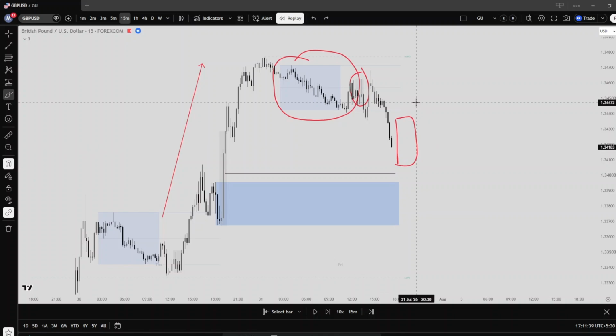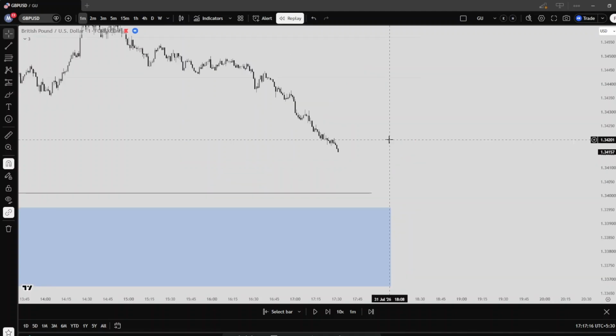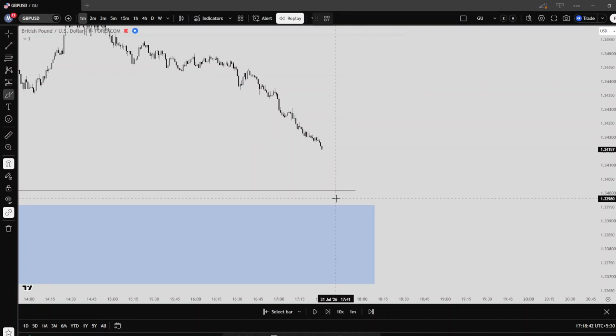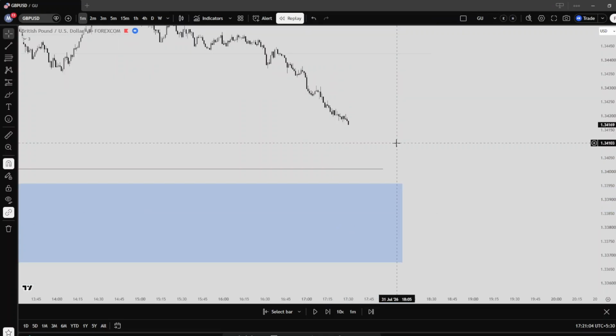Next, I move to M1 to look for lower time frame confirmations. Okay, and currently we are on the M1 time frame. So once New York opens, I simply wait for price to mitigate this demand and give me the lower time frame confirmation before entering. Okay, now let's play the price action.